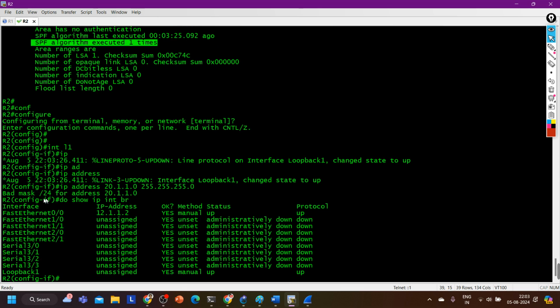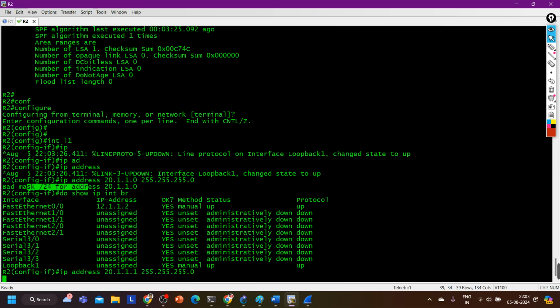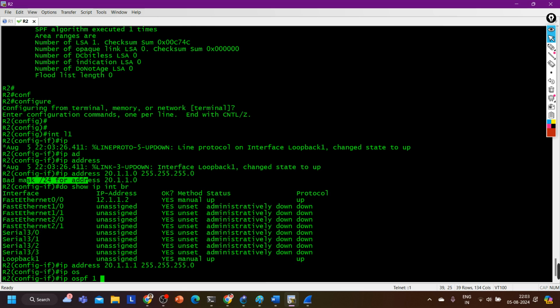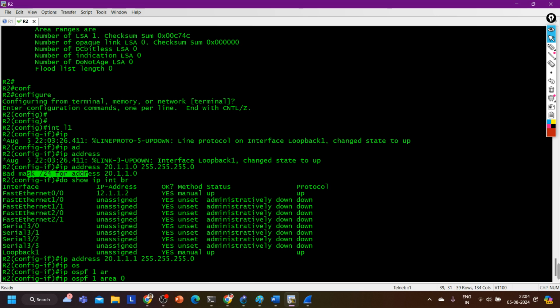We have a bad subnet mask. Oh, IP address is incorrect, sorry. 20.1.1.1. And another way to enable OSPF on an interface is simply here I can run the command ip ospf, then process ID, after that area 0. So this command will enable OSPF on the interface.